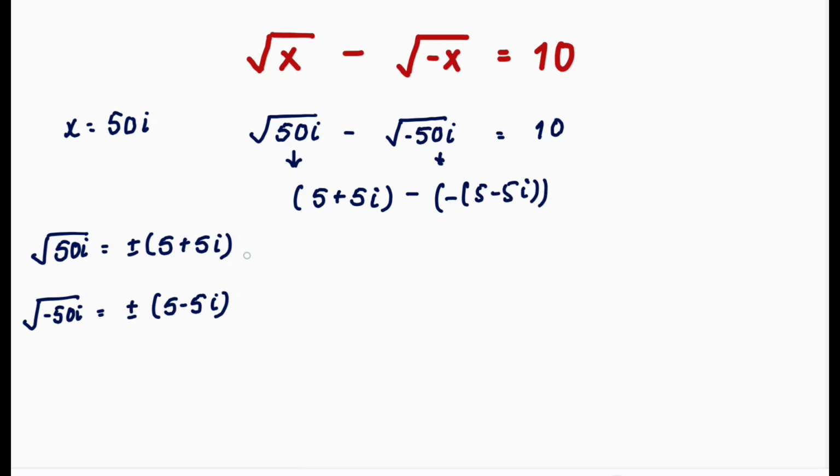So it does not take all the values of square root of 50 iota. Similarly, it does not take all the values of square root of minus 50 iota. So that's why this question has no real or complex solution.